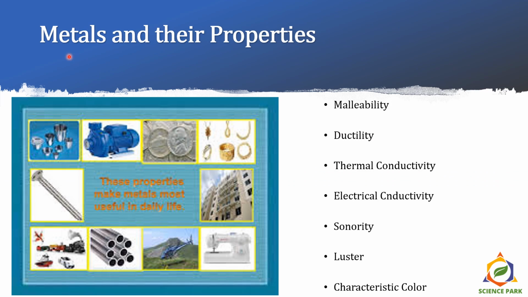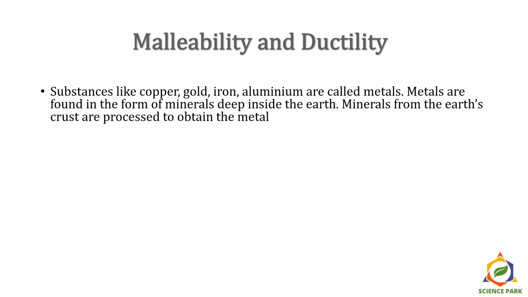We use metals everywhere, starting from our daily chores to huge machineries in factories all over the world. So let's get to know more about metals and their properties. We'll see all these properties of metals one by one: malleability, ductility, thermal conductivity, electrical conductivity, sonority, luster, and characteristic color. You must have heard these names.